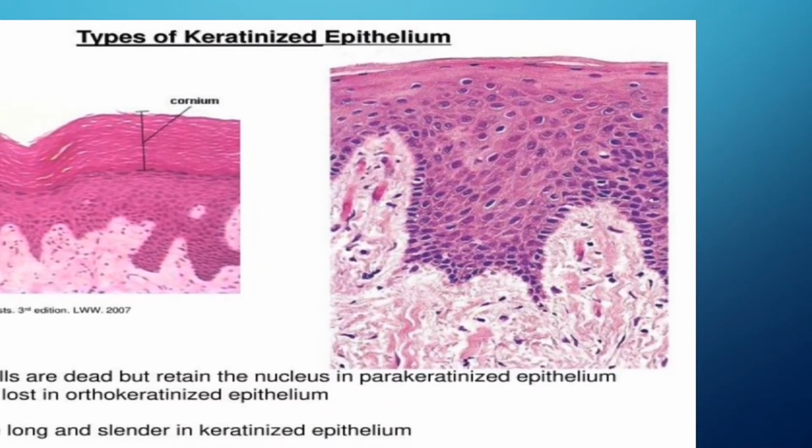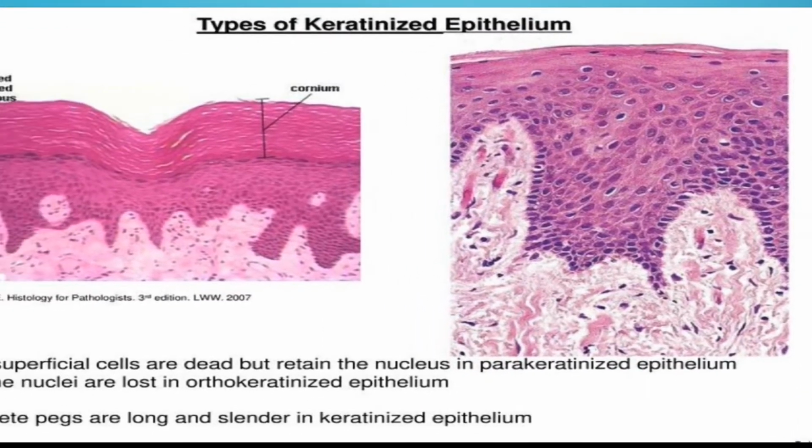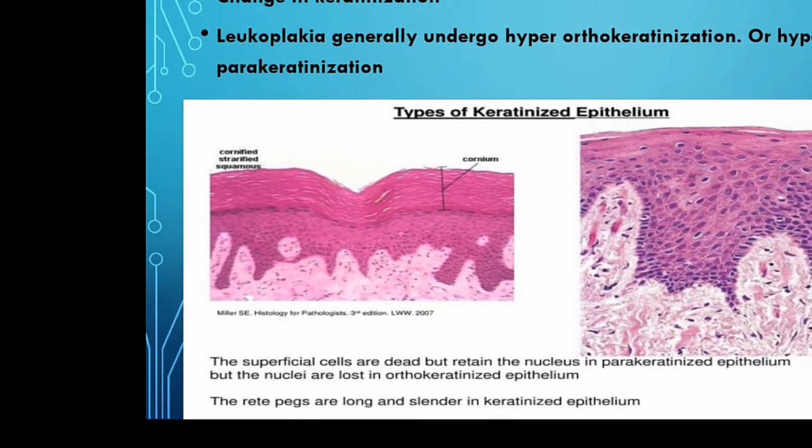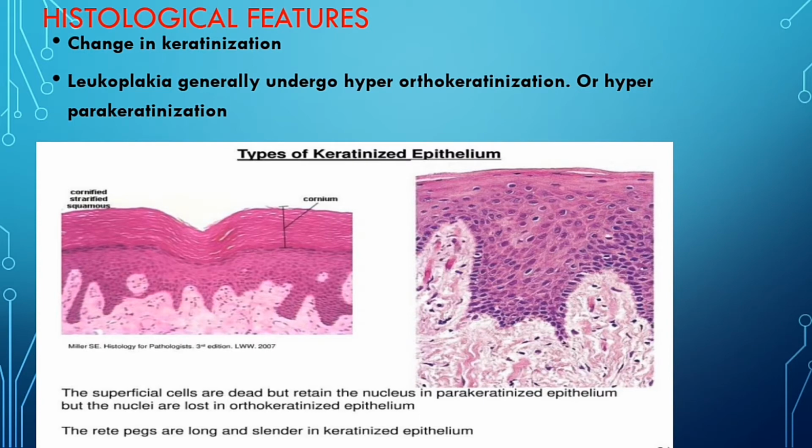The purple stained colors are all nuclei stained by the hematoxylin, and you can see they are still present in the stratum corneum. This is the parakeratinization, although the cells are dead. While in orthokeratinization, the cells are dead and the nuclei are completely lost in the stratum corneum layer. So this is the orthokeratinization. So in histological features, leukoplakia either undergoes hyperorthokeratinization or hyperparakeratinization.